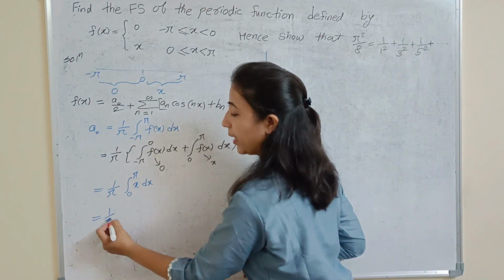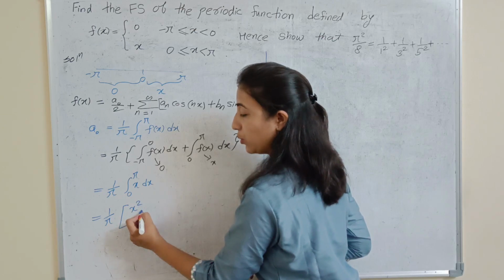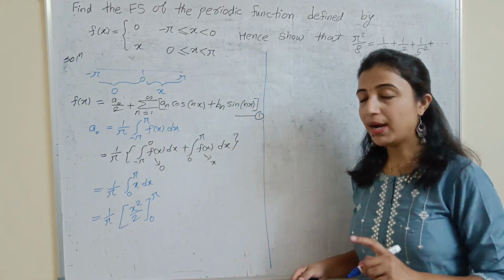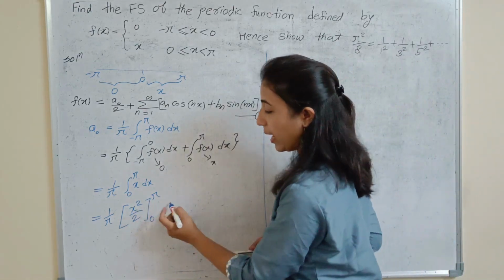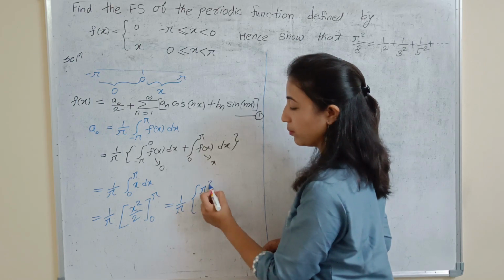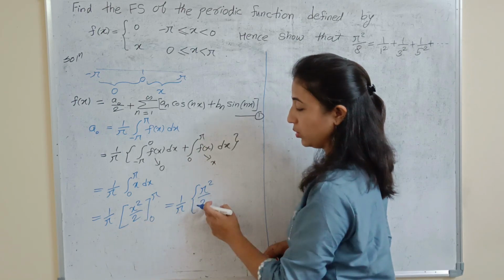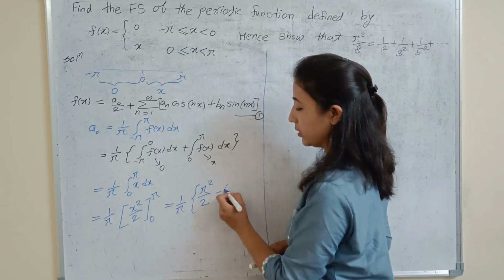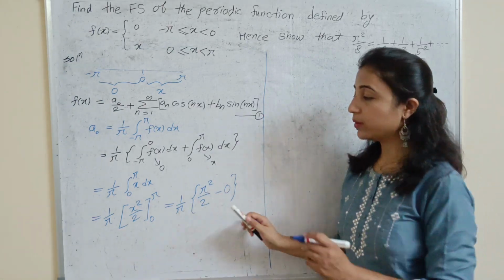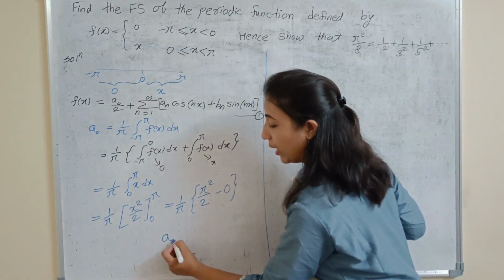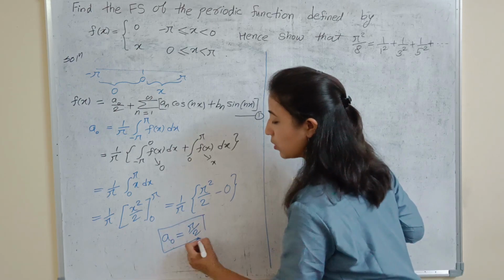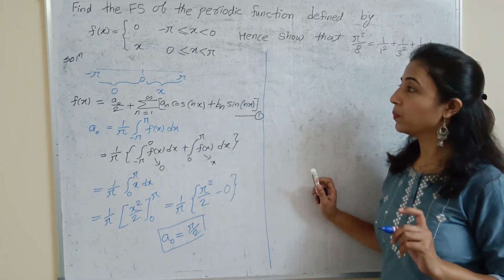So integration of x is x square by 2, limit is 0 to pi. Put upper limit minus lower limit. Upper limit is pi, so outside 1 upon pi as it is, and if you put upper limit, pi square and this constant 2 minus lower limit 0. So here this pi gets cancelled. So the final answer, that is the value of a naught, is pi by 2. So hence we get the first constant answer pi by 2.